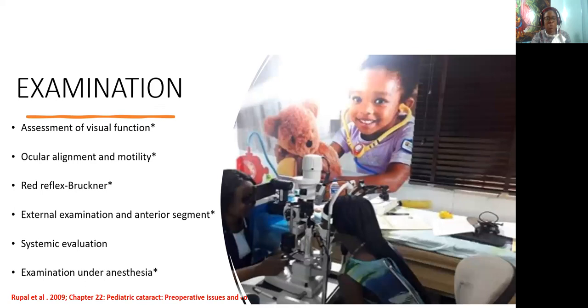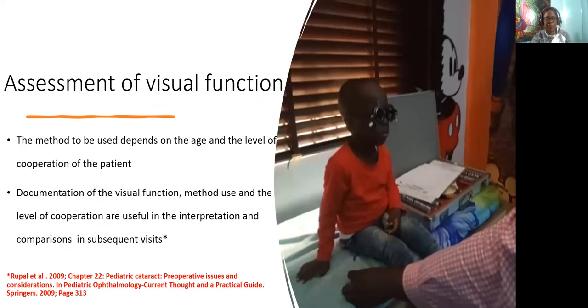For the examination, we assess the visual function, the ocular alignment and motility, the red reflex, external examination and anterior segment, systemic evaluation, and examination under anesthesia. For the assessment of the visual function, the method to be used will depend on the age and the level of cooperation of the patient. We need to document the visual function, the method that we used, and the level of cooperation, which are very useful in the interpretation and comparisons in subsequent visits.